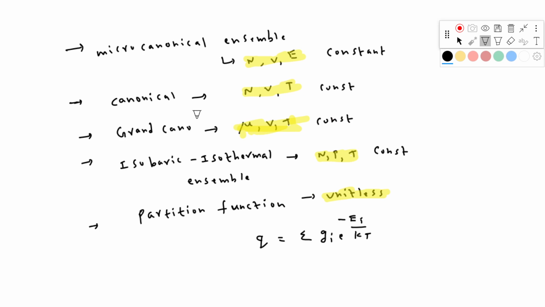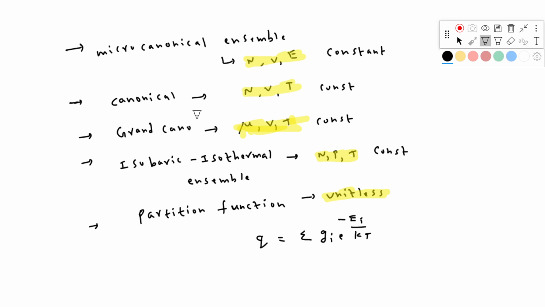Next important things, you have to remember these ensembles. Microcanonical ensemble: the examiner will directly ask one question on this, especially in GATE. N, V, E constant, where N is the number of particles. Canonical ensemble: number of particles, volume, temperature constant. Grand canonical ensemble: mu, volume, temperature constant. Isobaric isothermal ensemble: number of particles, pressure and temperature constant. So these 4 are very, very important.